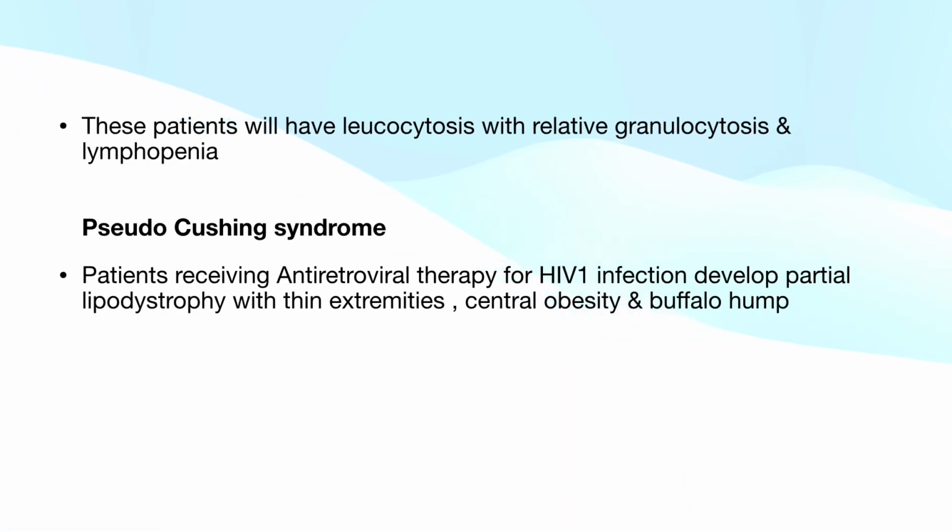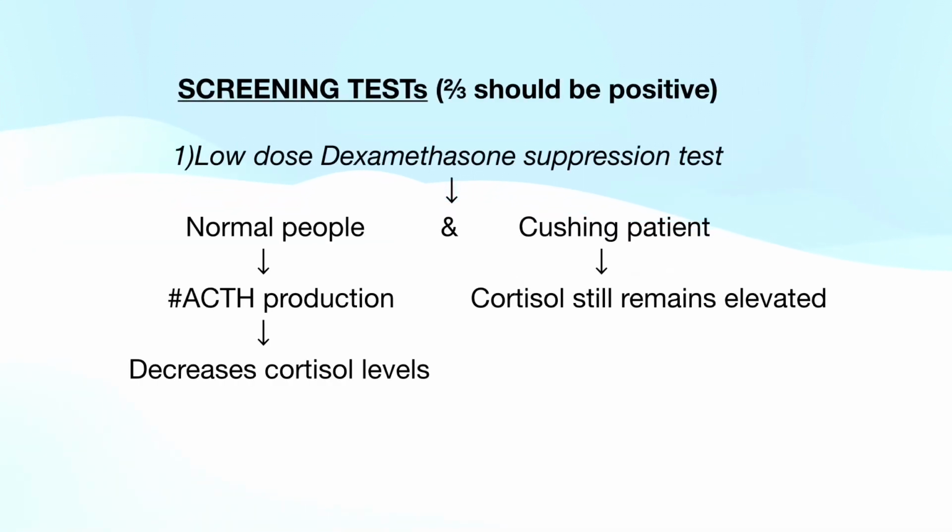As I said, there is impaired diapedesis in this patient, so the patient appears with relative granulocytosis and lymphopenia. A person who is infected with HIV and is on retroviral therapy may develop symptoms like Cushing syndrome. This is pseudo-Cushing syndrome. Out of the 3 screening tests, 2 should be positive to say it a Cushing syndrome.